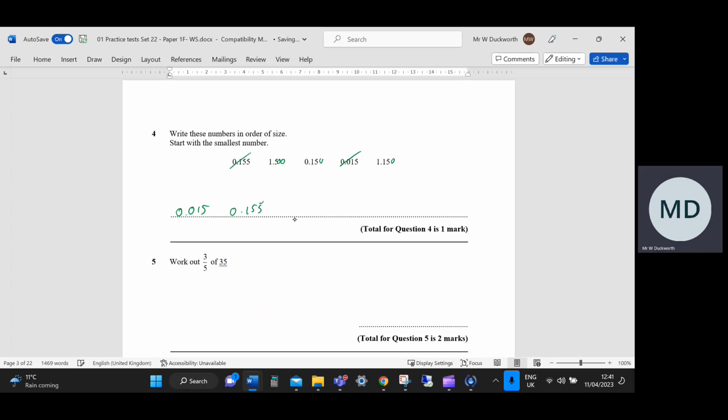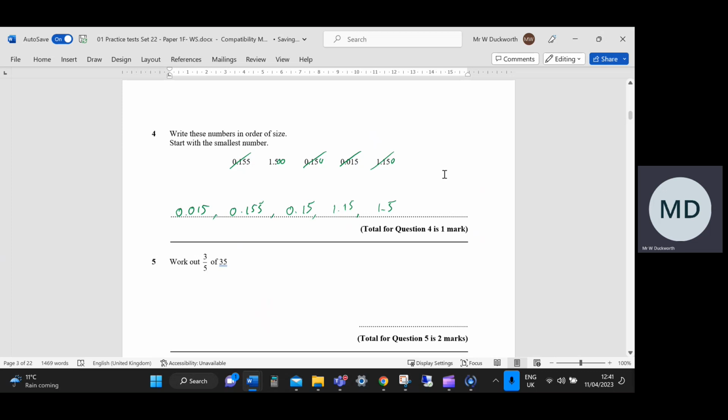My next smallest one then is 0.15. Just note, when I'm writing these numbers down, I don't write with the extra zeros that I put in. That was just to help me order them. My next smallest one then is going to be this one, 1.15. And then my largest is 1.5. I'll put commas in to separate.